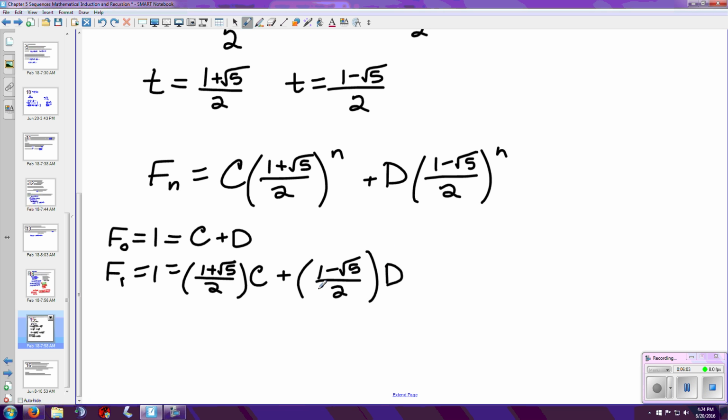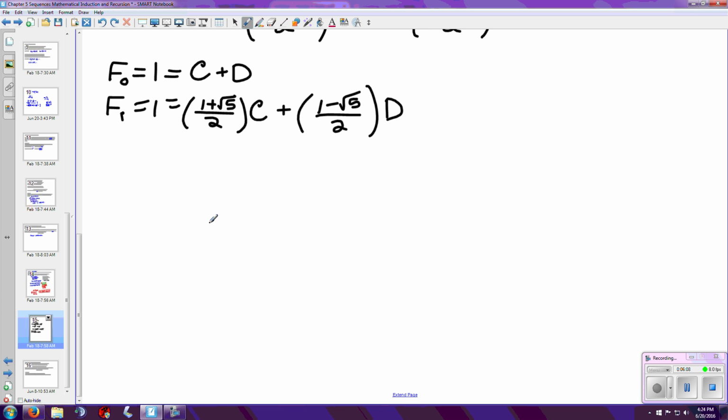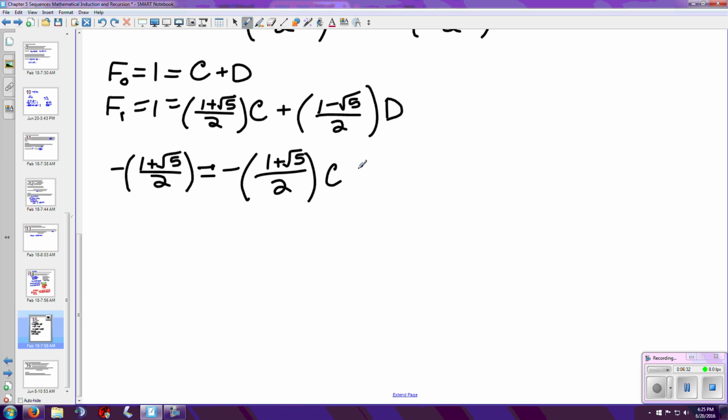Now, whether it's elimination, substitution, whatever floats your boat here, again, it's going to take some fancy footwork. So let's say we multiply this first one by, I don't know, the negative of this thing here. So we have negative (1 plus square root 5 over 2) equals negative (1 plus square root 5 over 2) c. It's going to allow us to cancel those out, plus the negative, so let's just change that to minus (1 plus square root 5 over 2) d.